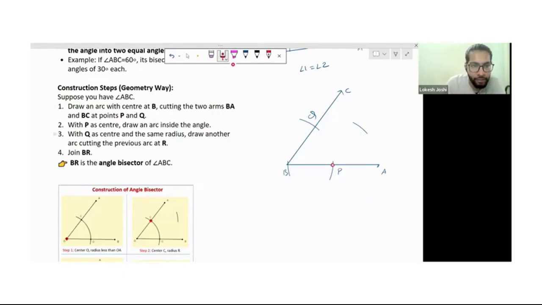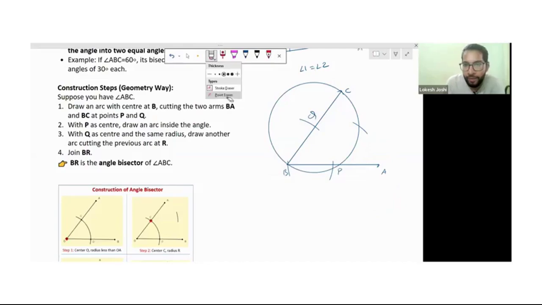Now what's written after that? With Q as the center and the same radius, draw another arc cutting the previous arc at the point R. So I will make another arc from the point Q, and I have to draw the arc there, which will cut this one, like at this point. So suppose they intersect at the point R. This point is R.